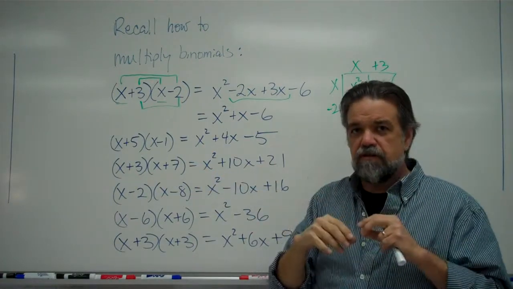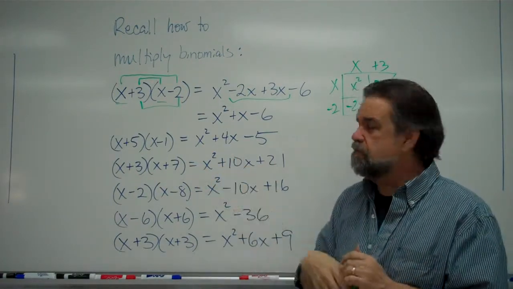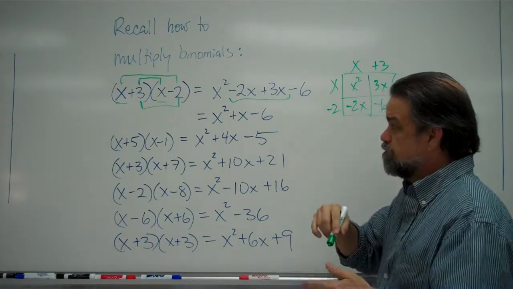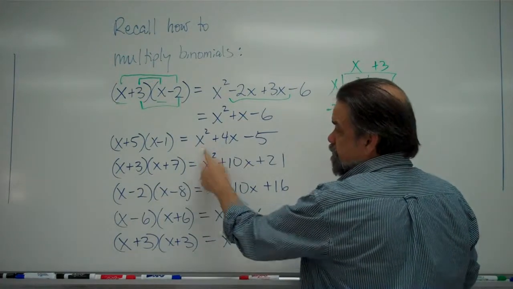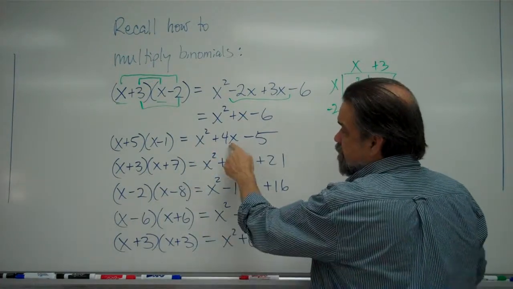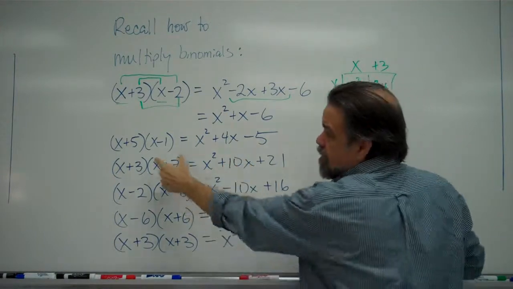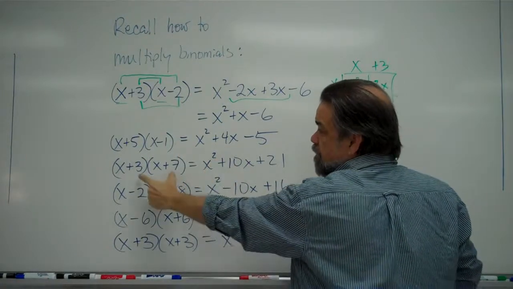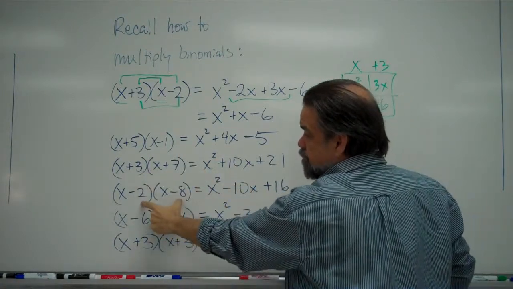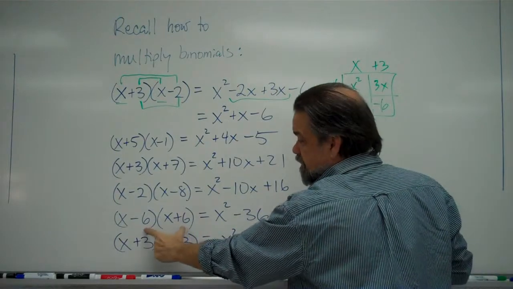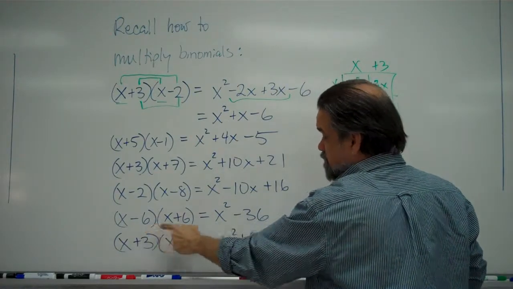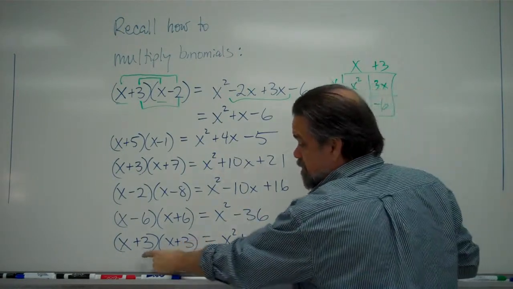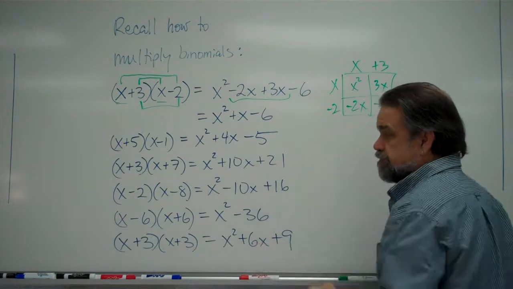If that varies, then we have to make some variations to our method. But what we see is, briefly, our first term is always x squared. Our second term is the sum of these two numbers times x. So 5 plus negative 1 is 4. 3 plus 7 is 10. Negative 2 plus negative 8 is negative 10. Negative 6 plus 6 is 0, and so therefore there's no middle term there. And then 3 plus 3 is 6.